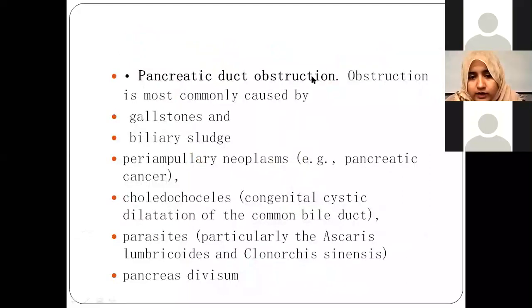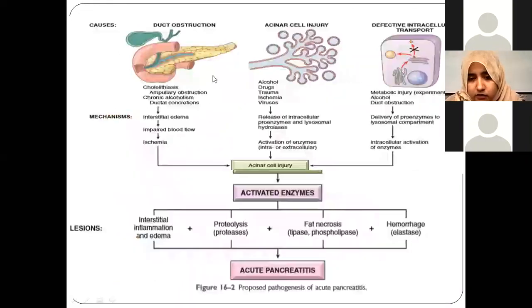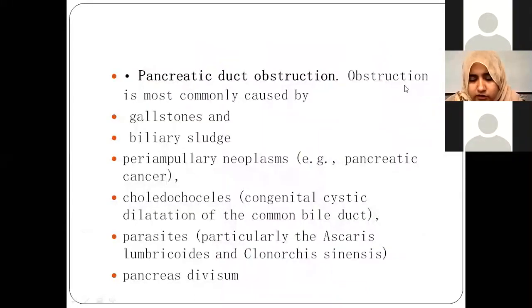So what do we expect in obstruction? We were saying there could be duct obstruction. Duct obstruction is the most common cause. It could be due to gallstones or biliary sludge. Where does biliary sludge happen? It happens in acute cholecystitis of the acalculous type. There you get biliary sludge. In acute calculous type, it is gallstones.